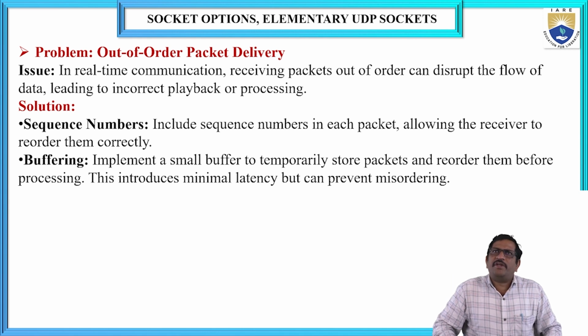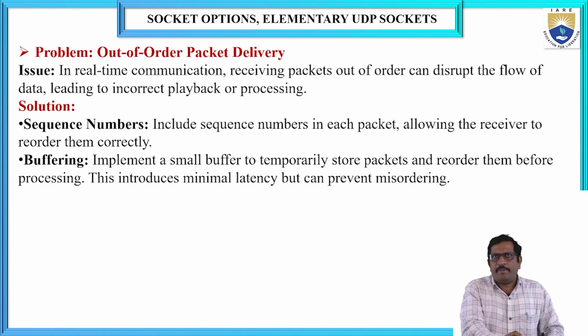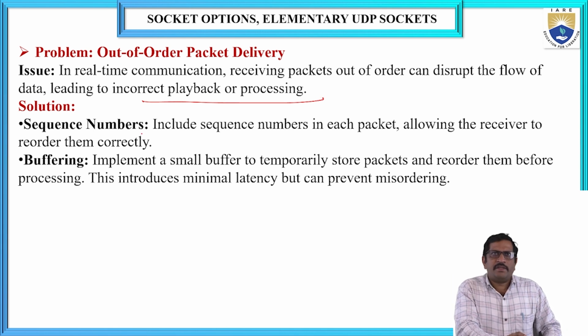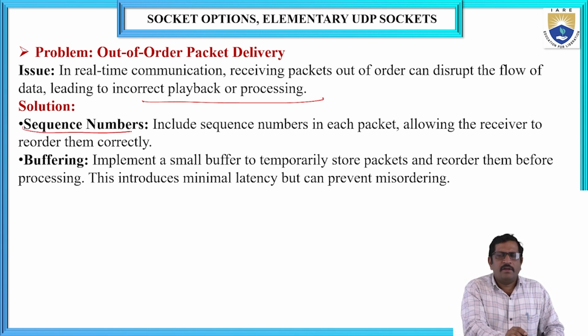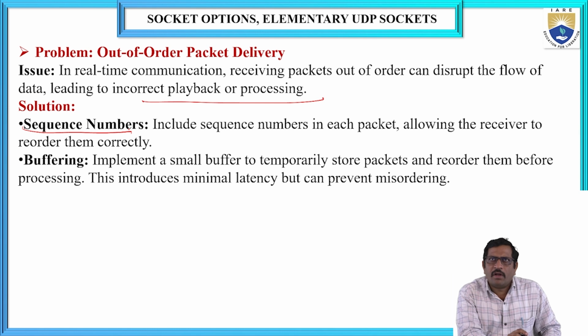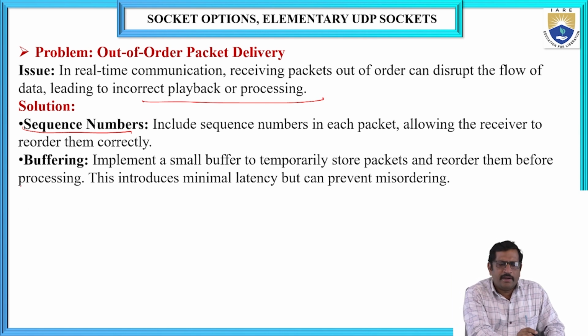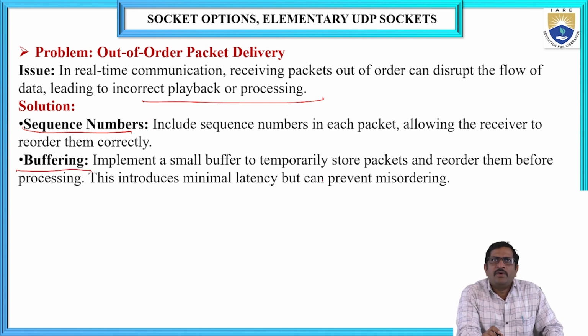In real-time communications, receiving packets out of order can disrupt the flow of data, leading to incorrect playback or other processing issues. For that we use sequence numbers. With sequence numbers and buffering, out-of-order packet delivery can be resolved.